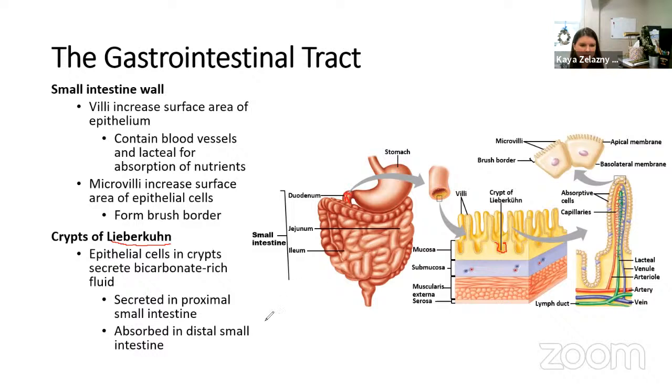So that's going to continue down. By the time we get to the more distal parts of the small intestine, like once we're in the ileum, we don't need that bicarbonate anymore. We've neutralized the stomach acid, so it will be reabsorbed in the distal parts of the small intestine.